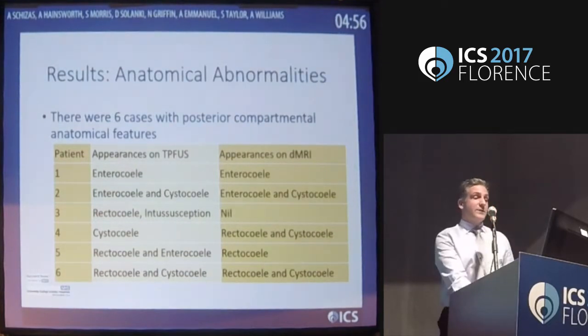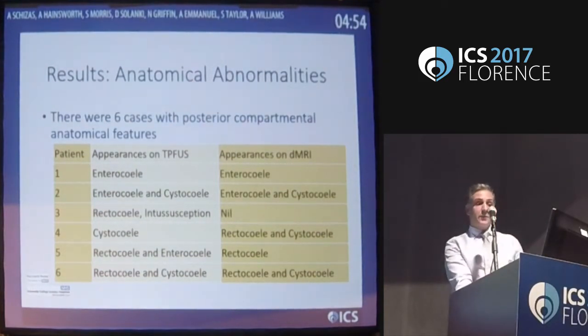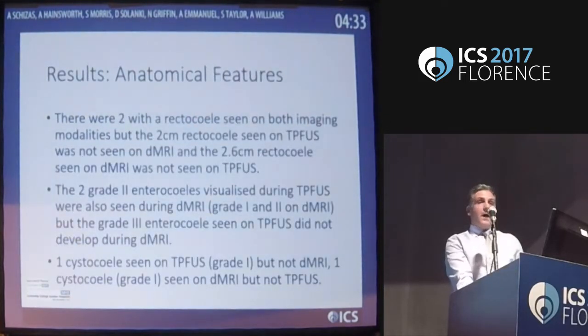There were 6 cases with posterior compartment abnormalities, and this is just a breakdown showing you of what we found on each case. And you can see between the two, most times they correlated, or we found both together. Now, we used the initial imaging to assess what we would classify as significant on ultrasound when comparing it to the MRI. The interesting thing was when one of the tests showed a pathology and the other one didn't, it was a small and non-significant finding. So a grade 1 cystocele or a small rectocele. The bigger, more significant findings were present on both the investigations.